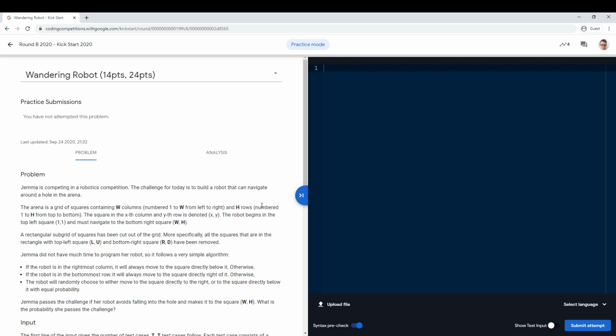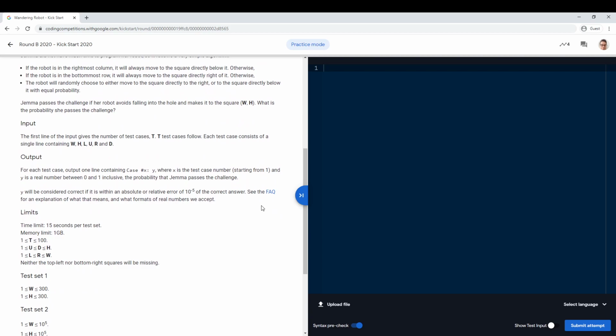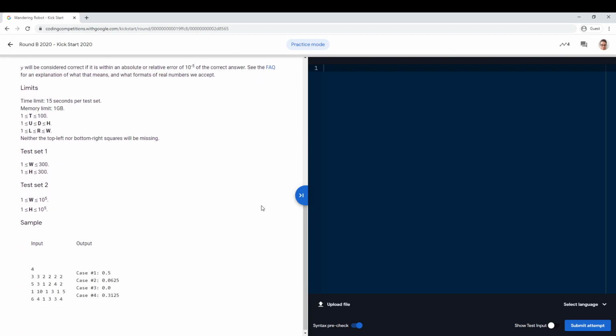More robots. We want to navigate around a hole in the arena, so we have a grid, W by H. And we want to get down to the bottom right, and we cut out a rectangle of the grid. Okay, so if we're all the way to the right, we just move down. If we're all the way to the bottom, then we move right, and we either randomly move right or down. I see. We want to find out the probability that we pass.